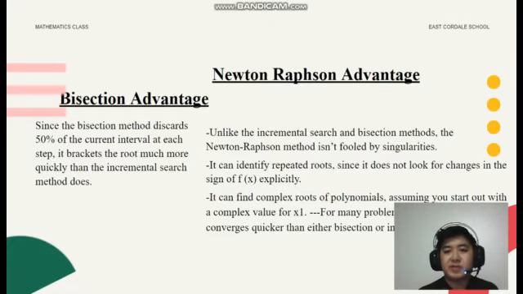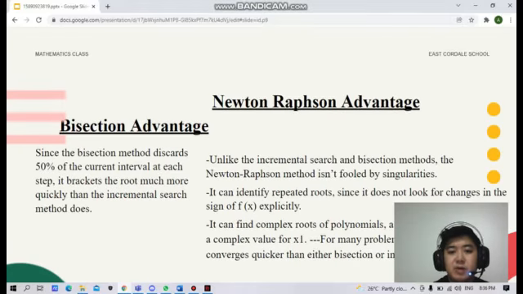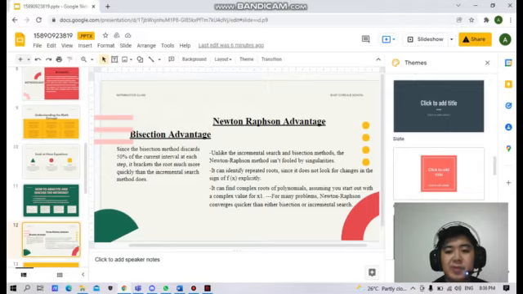Now for the Newton-Raphson advantage. Unlike the incremental search and bisection methods, the Newton-Raphson method isn't fooled by singularities. It can identify repeated roots since it does not look for changes in the sign of f(x) explicitly. It can find complex roots of polynomials, assuming you start with a complex value x1. For many problems, Newton-Raphson converges quicker than either bisection or incremental search. So that's all from me.